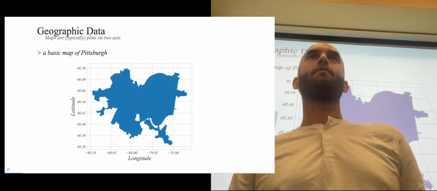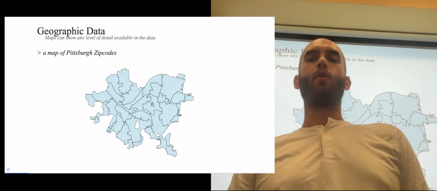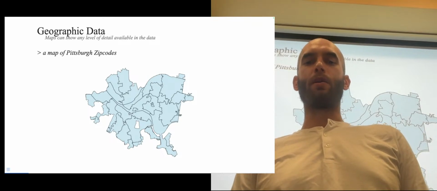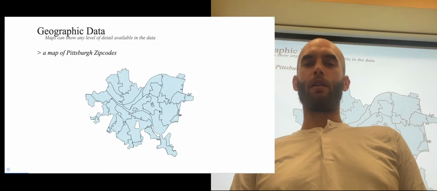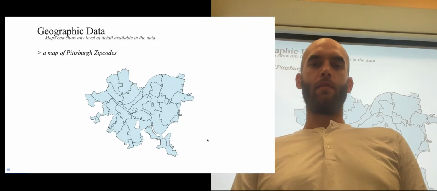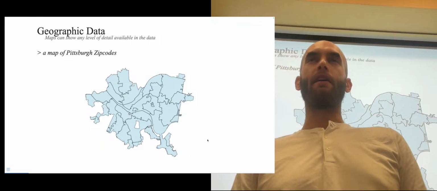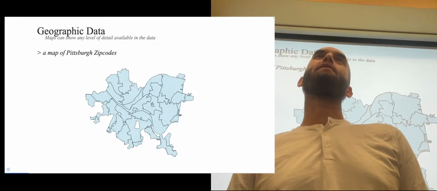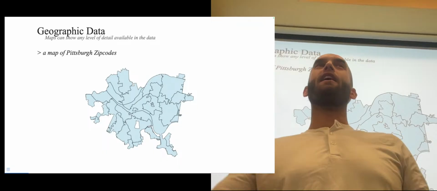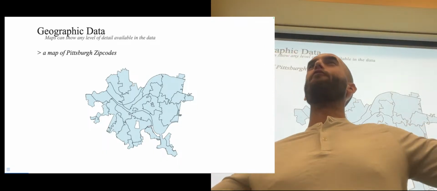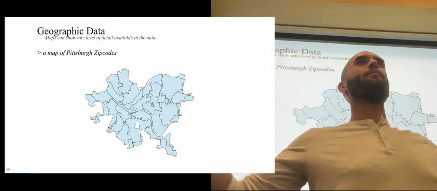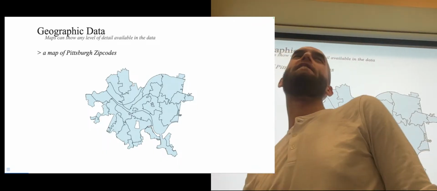These are shapes. This is a shape. Pittsburgh also has separate zip codes, so I'm right up here. Right now we're right here. So we can get different levels of detail. One of my favorite maps is from the New York Times, which is like a very detailed map of voting precincts and how they voted. Lots of detailed data on those things.